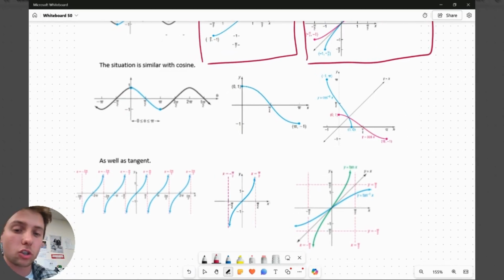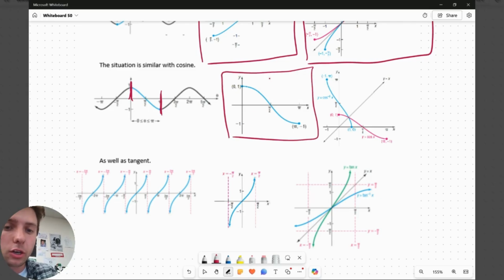Notice we need to restrict cosine differently, because if I restricted it from -pi to pi, my function only goes from 0 all the way up here to 1. And I don't want that. I want the entire range of -1 to 1. So we restrict it at 0 and pi instead. So the original function then has a domain for cosine of 0 to pi. Its range is the same as the last, -1 to 1.